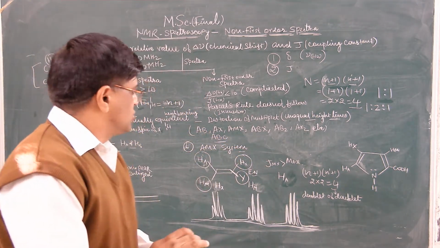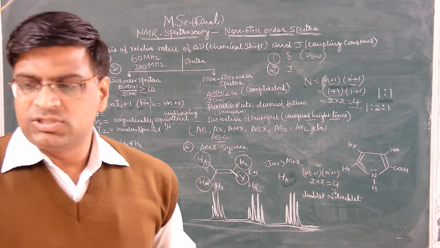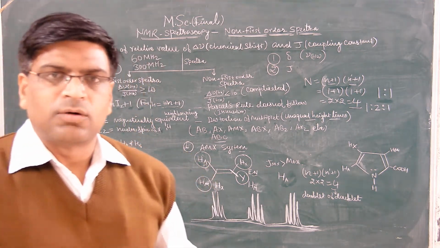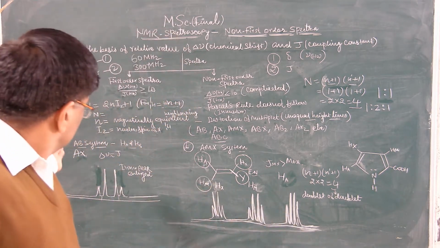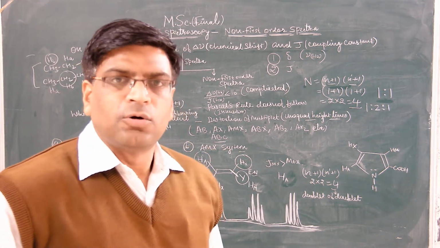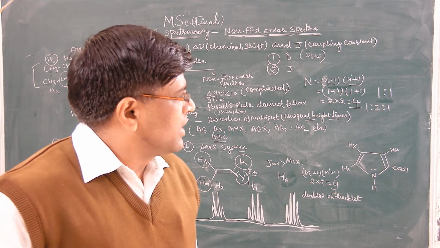In today's lecture, we have discussed non-first order spectra, or second order spectra, with two examples, the AB type of system and the AMX type of system. Okay, and thank you all.